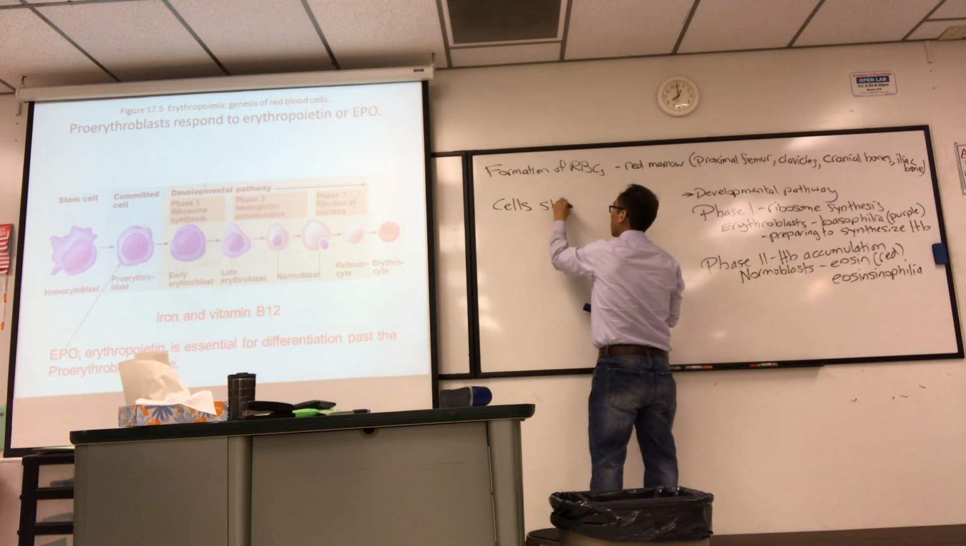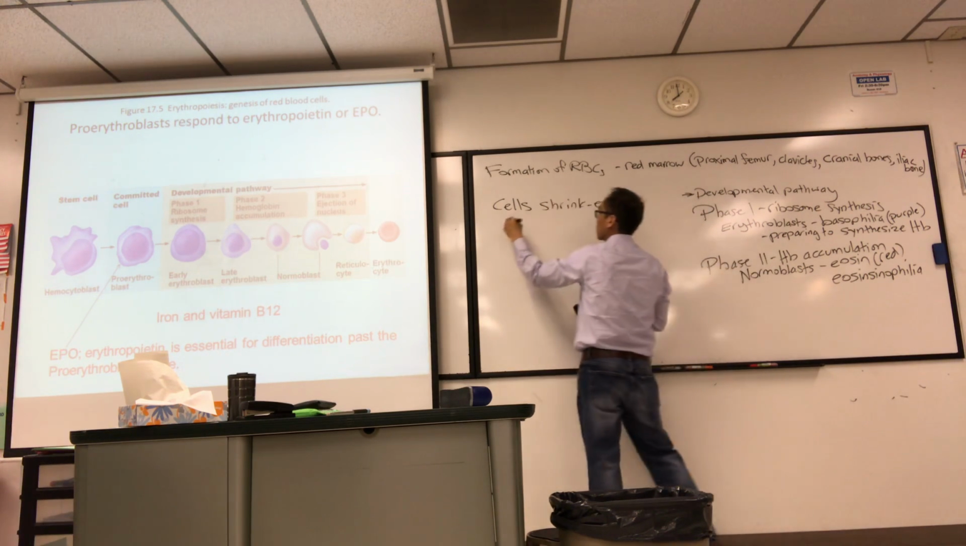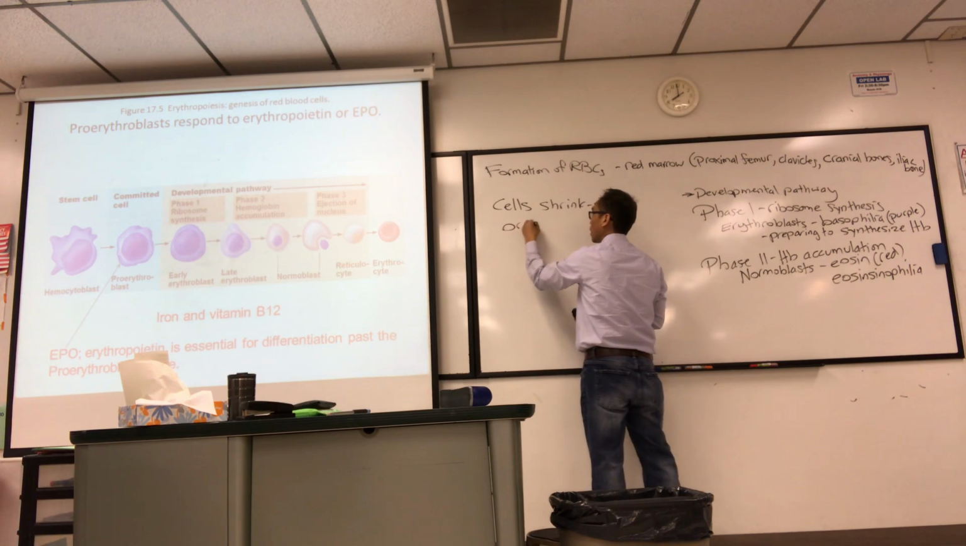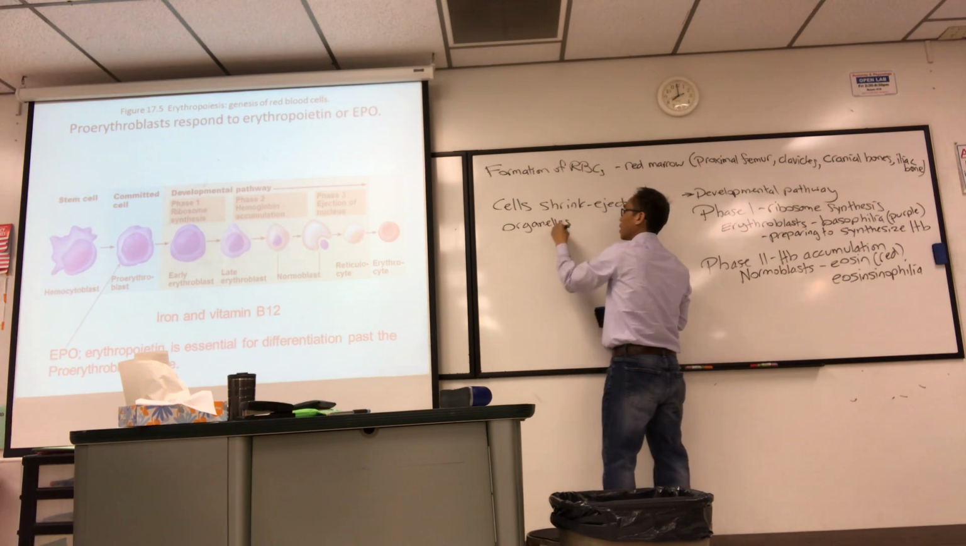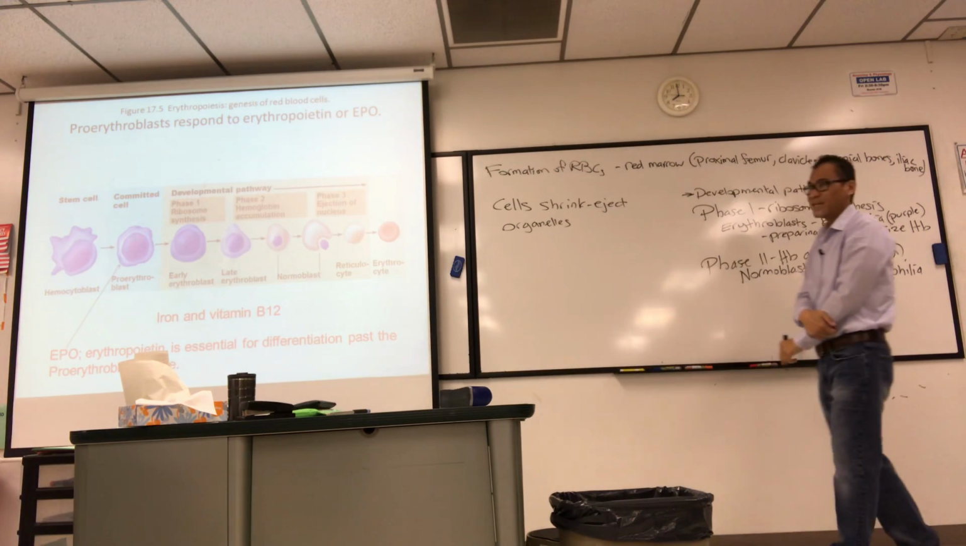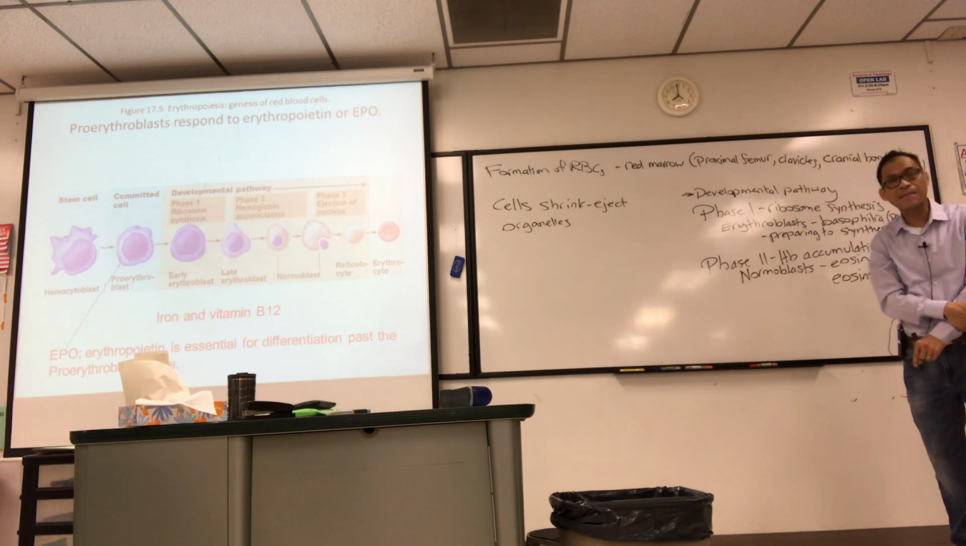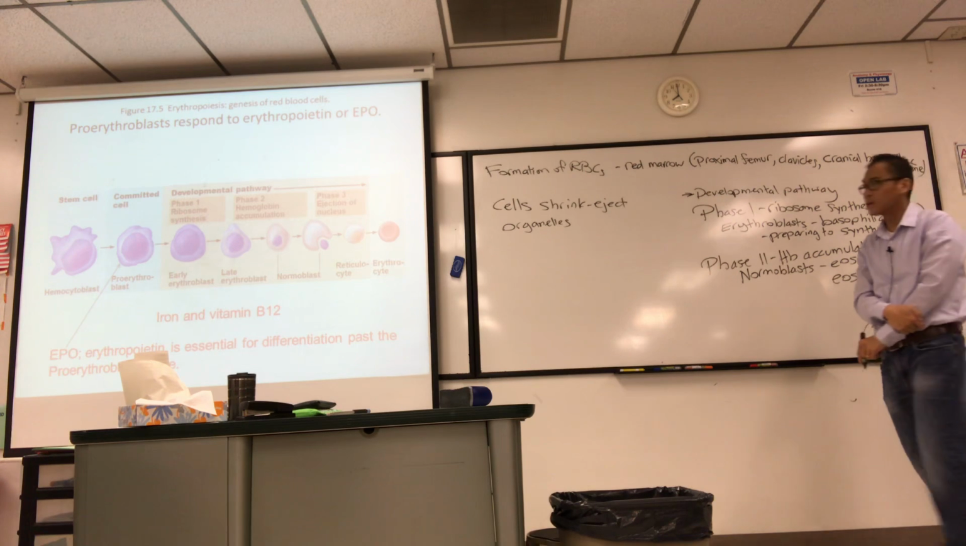Cells shrink and then eject organelles. You don't need them. All you need is hemoglobin, because that's your job. The last thing you eject is the nucleus, because once you eject the nucleus, you can't make any more hemoglobin, so you better be done.